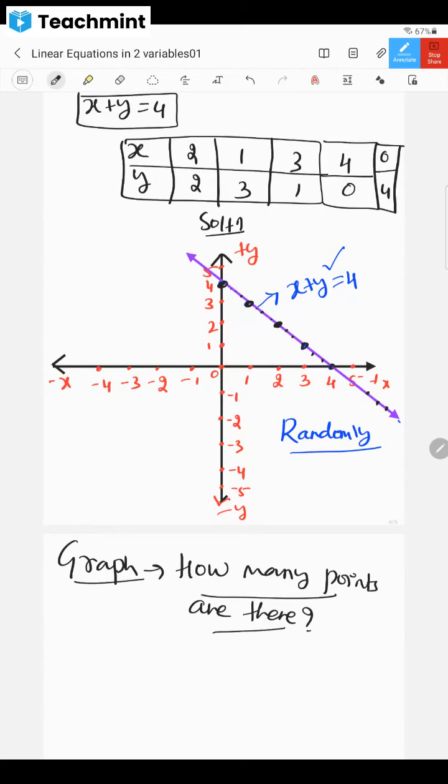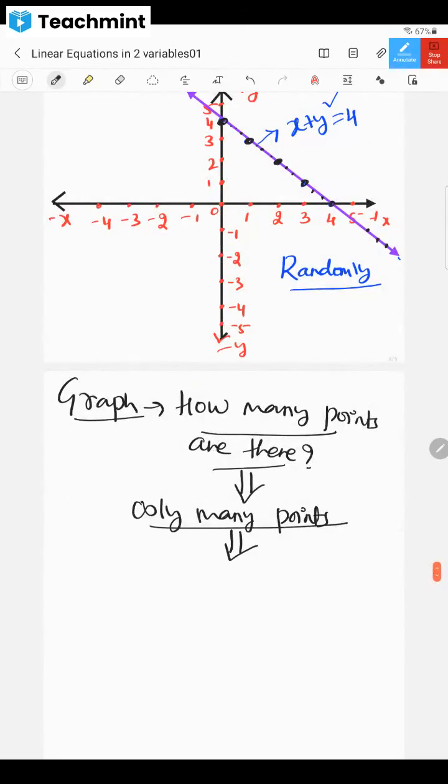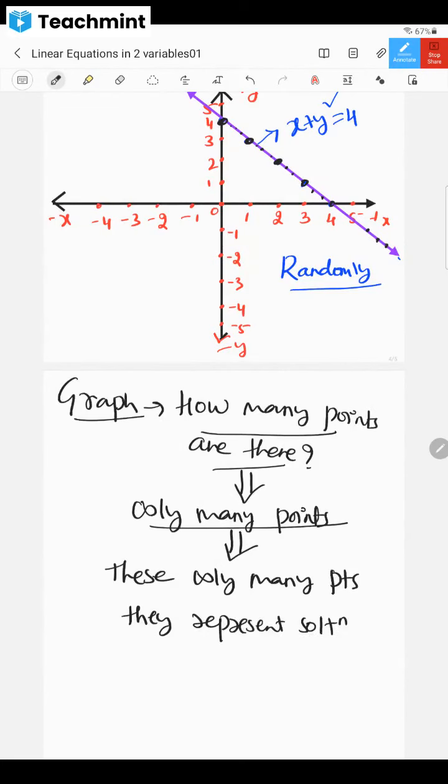On a line, how many points will be there? Don't you think there are infinitely many points? So these infinitely many points, whatever are there, what do they represent? They represent solutions of the equation. Which equation? Whatever equation graph you have drawn.